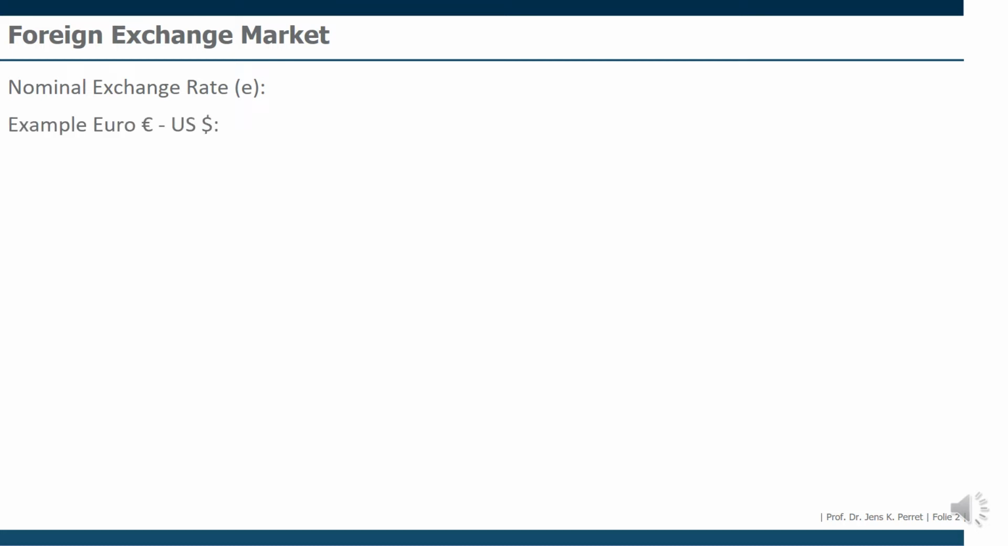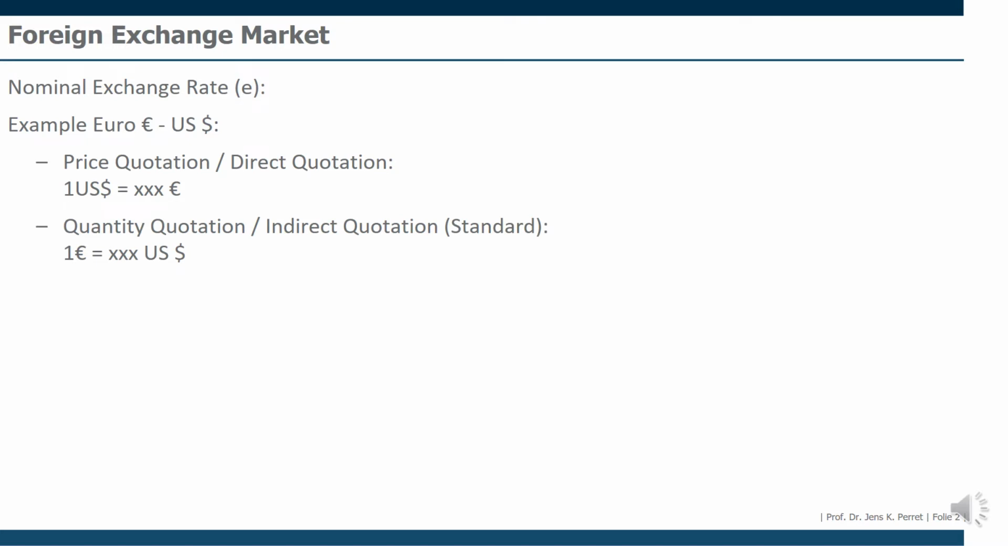The first one, if we take the example euro US dollar, with the euro being the domestic currency, would be the price quotation or direct quotation. And that's how much do I have to pay in domestic currency for 1 unit of the foreign currency. So how many euros do I have to give you for 1 US dollar?